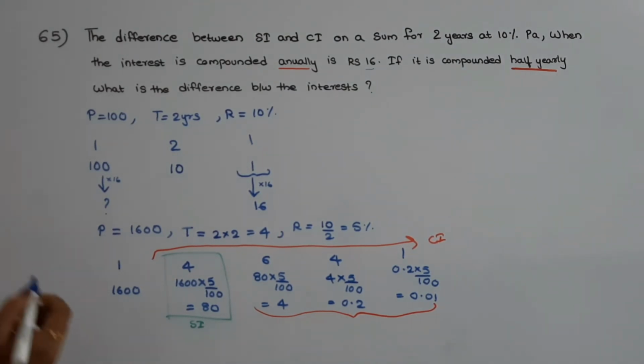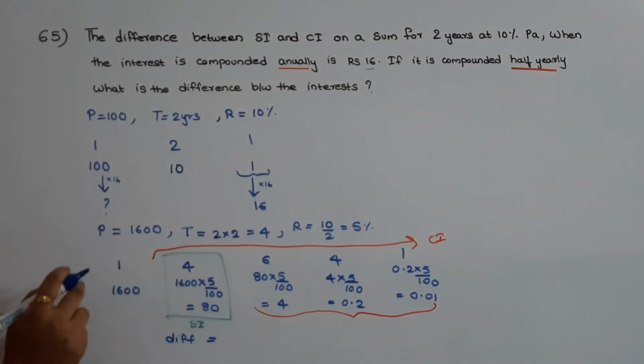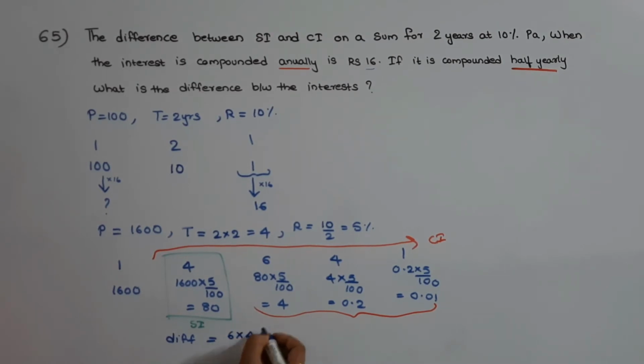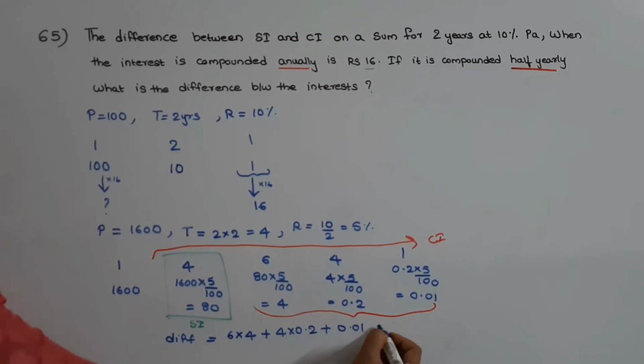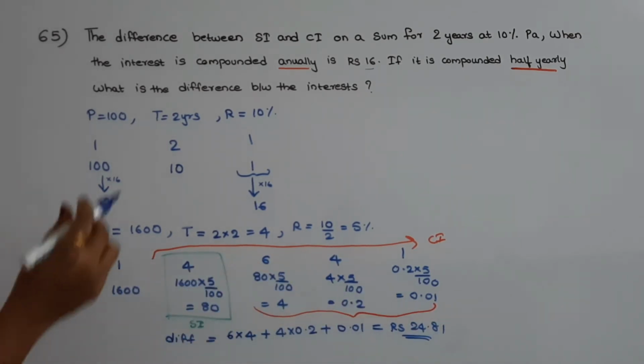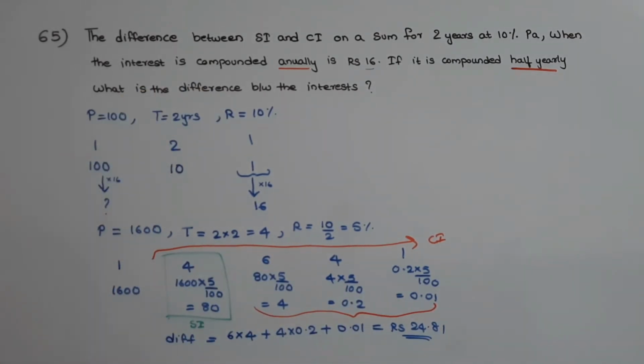Hence, difference between simple interest and compound interest will be equal to this 6 into 4 plus 4 into 0.2 plus 1 into 0.01. That will be equal to rupees 24.81. So this is the difference between the simple interest and compound interest when it is compounded half yearly.